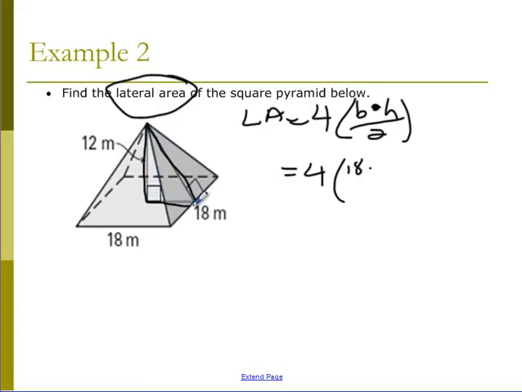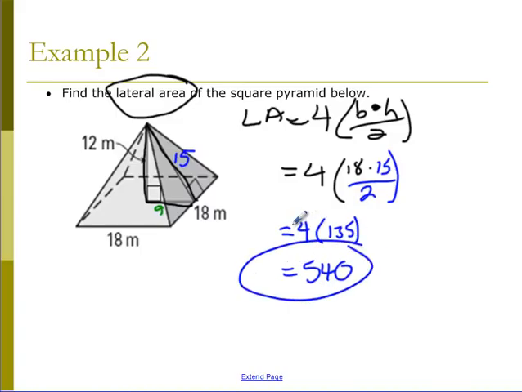Let's trace that whole right triangle. Since this is 18, the apothem of that square is 9. 9, 12, and a third side form a right triangle. If you know your triples, you know that's 15. If not, you're doing Pythagorean theorem, you should still get to 15. 18 times 15 divided by 2 is 135. There's 4 of those sides, so we multiply by 4, and we get 540. So our lateral area is 540. If we had to find the total surface area, we would have to add the base, the 18 times 18.